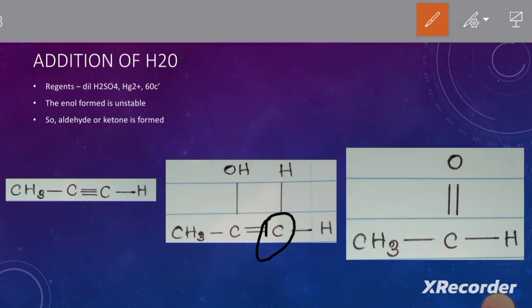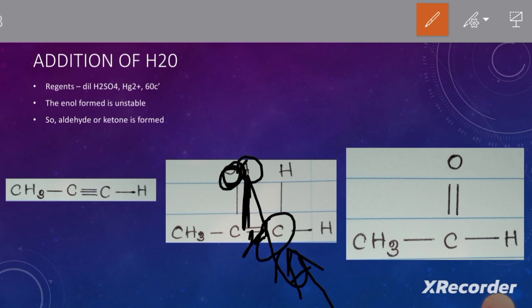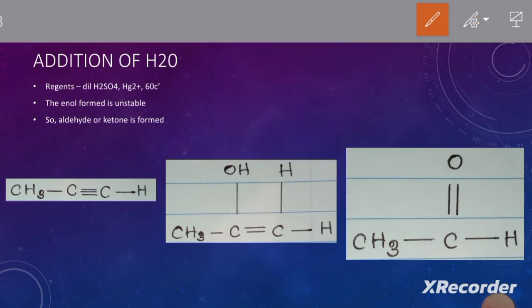This carbon is the one containing hydrogen, so it gets the maximum number of hydrogen, replacing this bond, and this hydrogen comes to here. And this O becomes a double bond. I will repeat: this hydrogen comes to here and this O binds to this carbon with a double bond. So that is how the rearrangement happens.